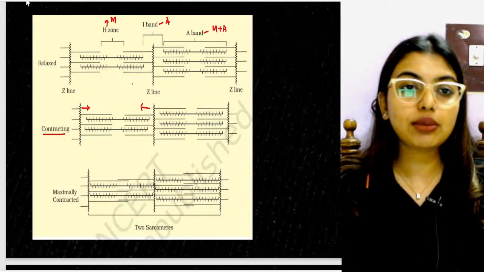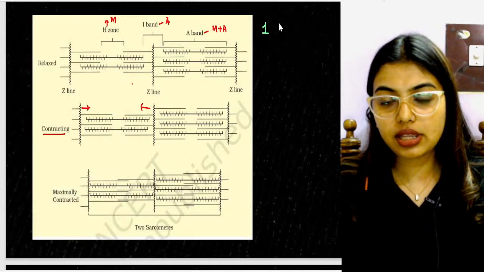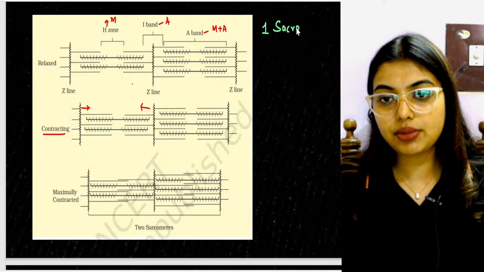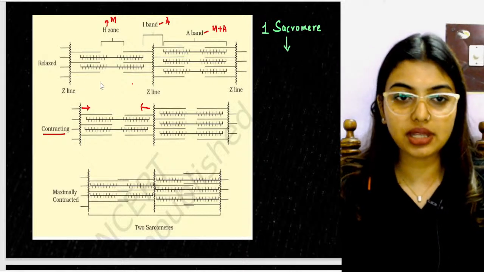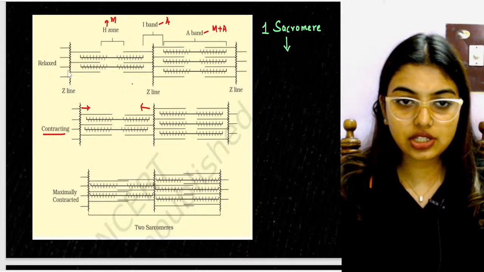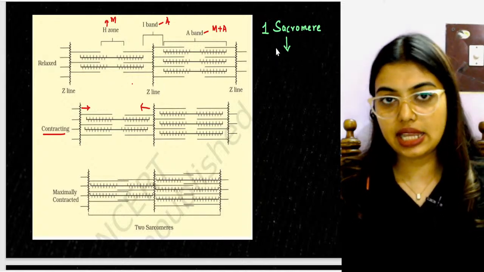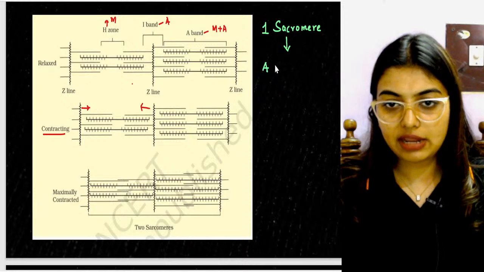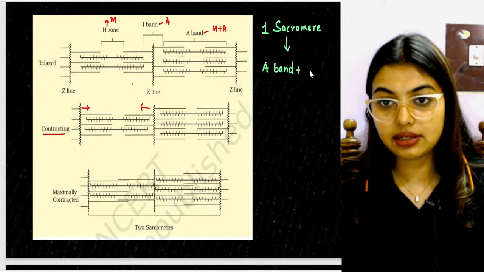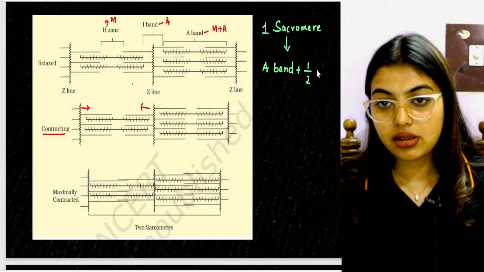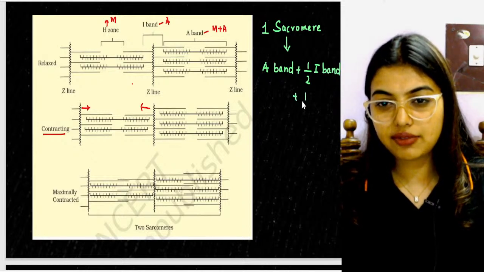Now one more question they can ask you is, one sarcomere will have how many bands in it? Say this is one sarcomere, one Z line to one Z line. What and all bands are there? 2 bands are there, A band and I band. So one full A band is going to be there, plus half I band, plus one more half I band.